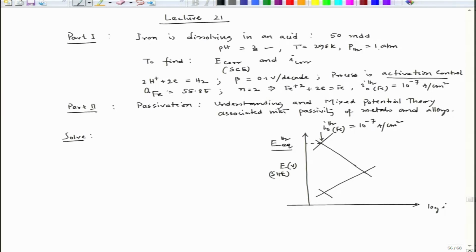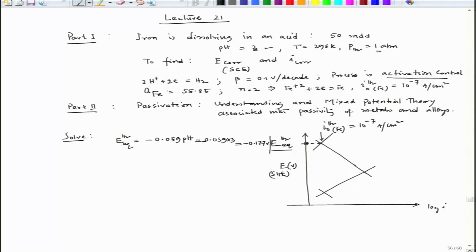But if this is maintained at 1 atmosphere pressure, so my E equilibrium for hydrogen becomes minus 0.059 pH, equal to minus 0.059 into 3, equal to minus 0.177 volt. Fine. So, this is the voltage, that this particular point is minus 0.177 volt.